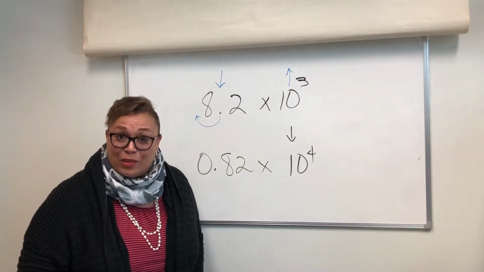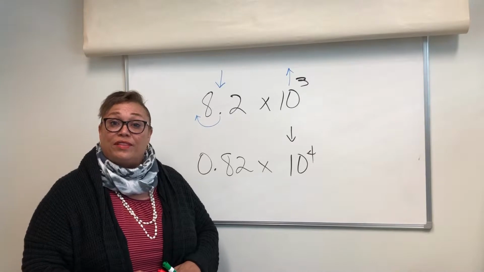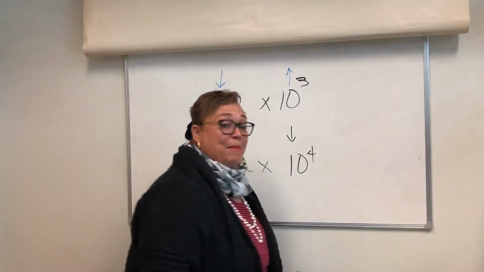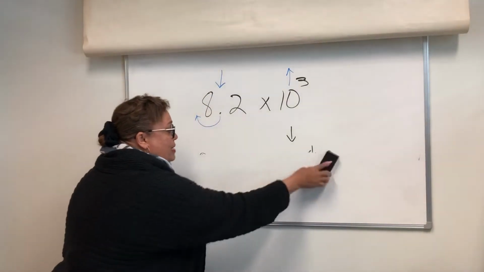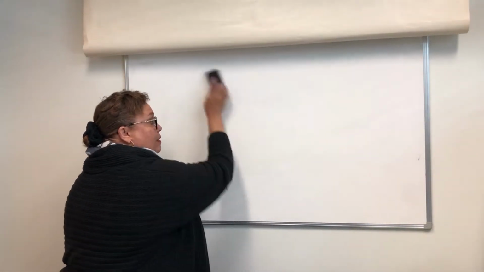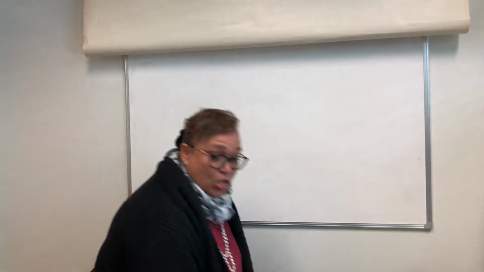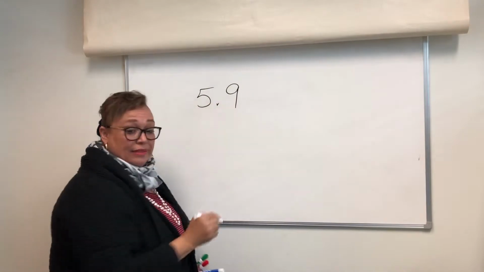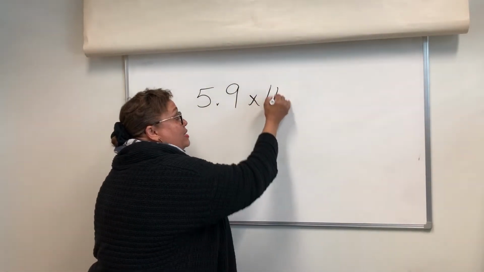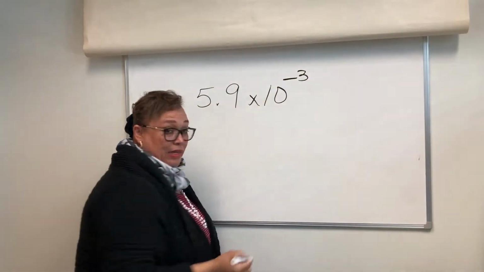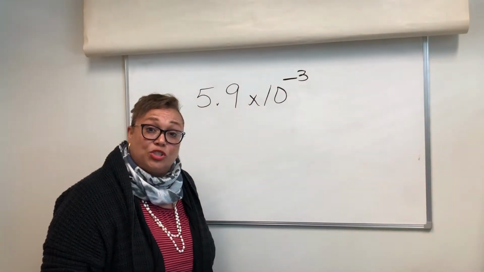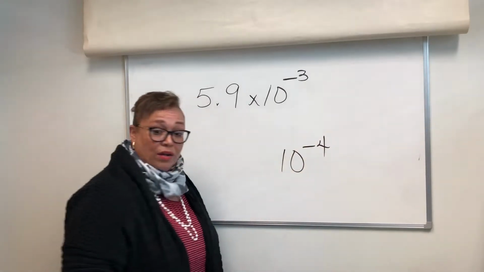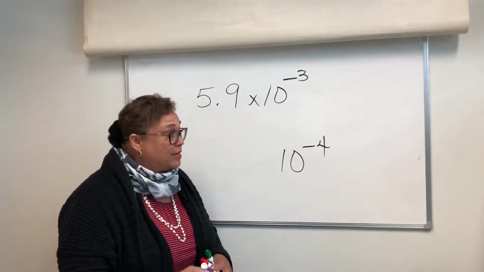All right, let's try another one. Now, the next one is the one that gives everybody hell: when I change those powers of 10 and I make them negative. Okay, so let's try something. When you look at something like 5.9 times 10 to the minus 3, and now this time I want you to change it to 10 to the minus 4. Now I want you to analyze this.